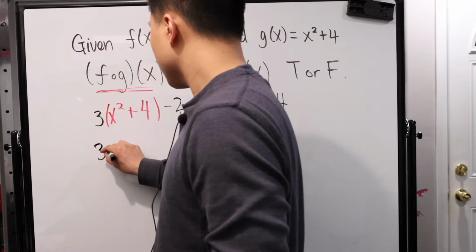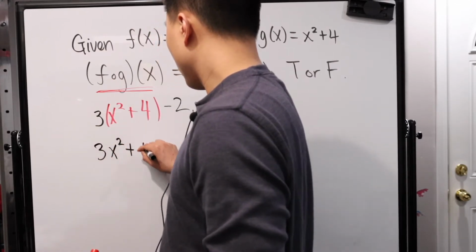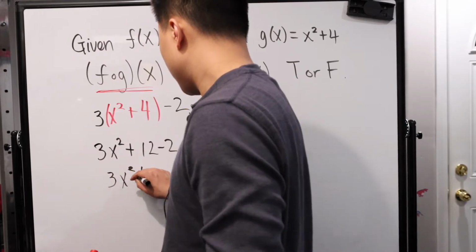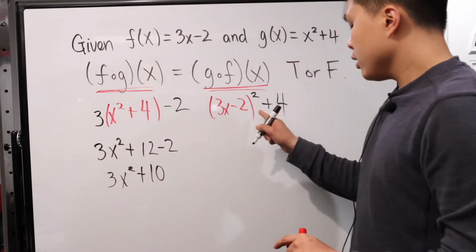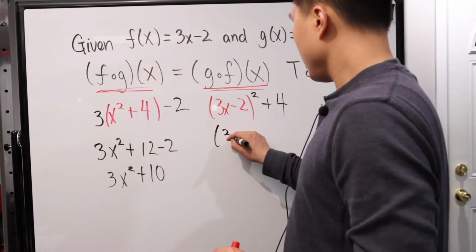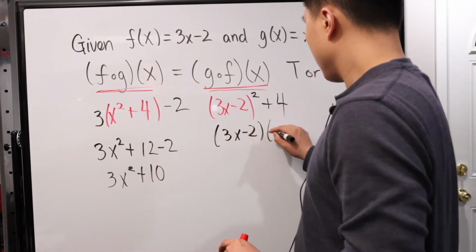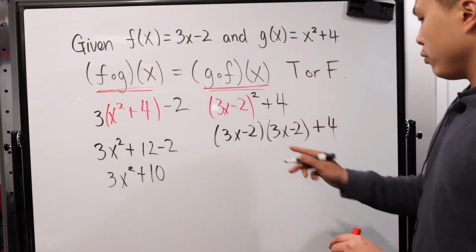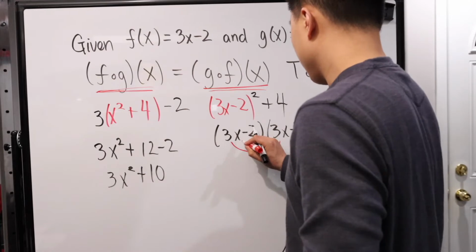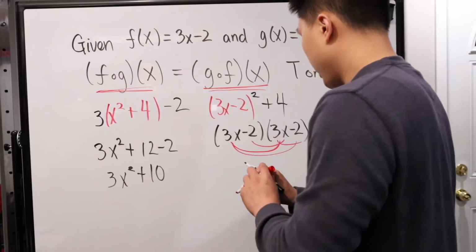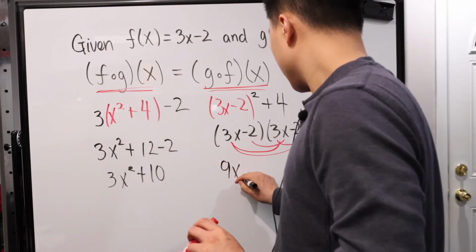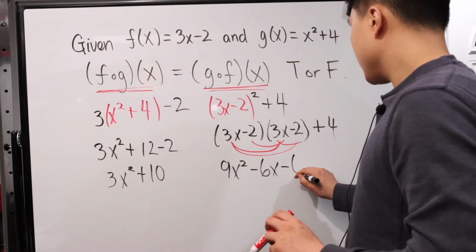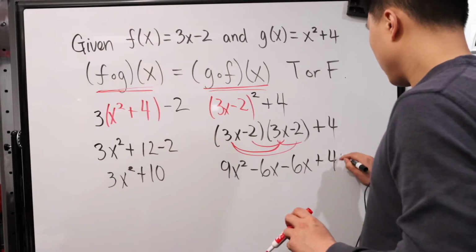We get 3x squared plus 12 minus 2, which is basically 3x squared plus 10. Okay, cool. This one is different. You have 3x minus 2 times 3x minus 2, then add 4. Well, if we FOIL this out, basically, what do we get? We get 9x squared minus 6x minus 6x plus 4 plus 4.